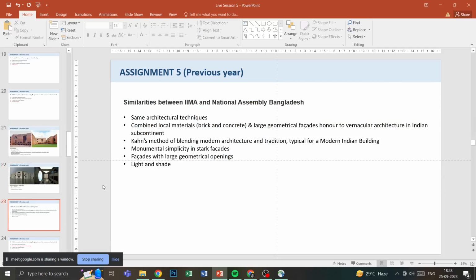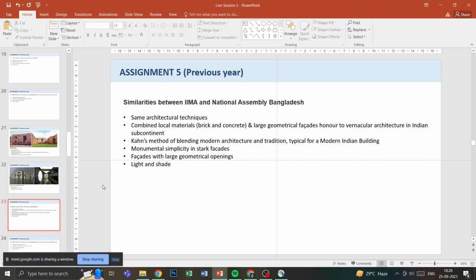So the similarities between IIM Ahmedabad and National Assembly Bangladesh is that the same kind of architectural techniques were used in both the buildings. In both the cases, there is a combination of local materials, brick and concrete, and large geometrical facades to honor the vernacular architecture in the Indian subcontinent. Kahn's method of blending modern architecture and tradition, which is typical for a modern Indian building.